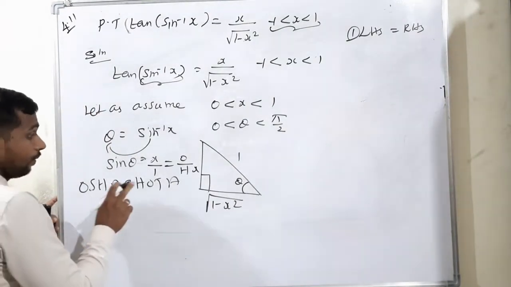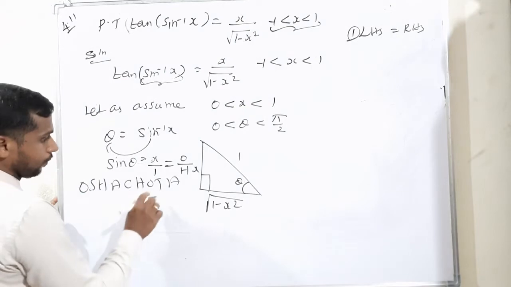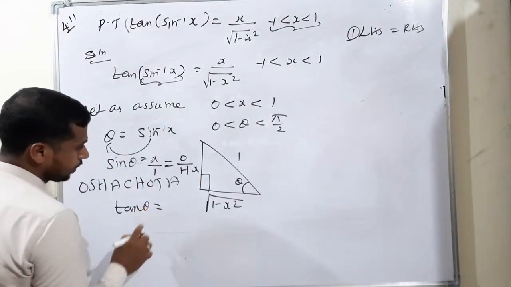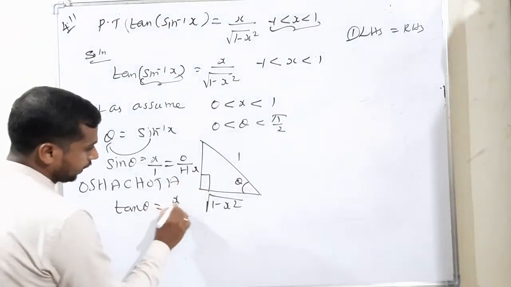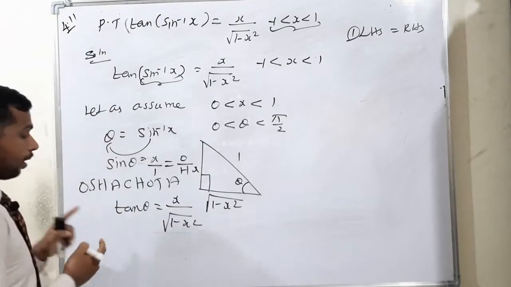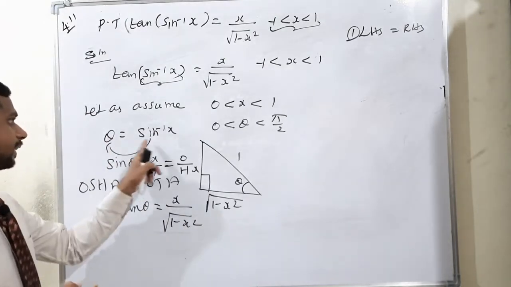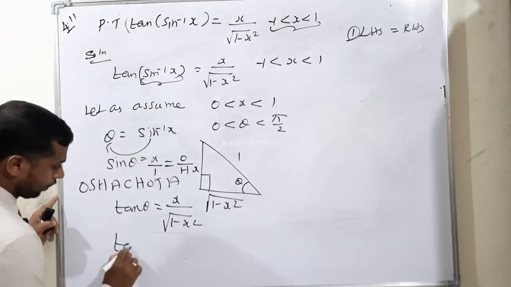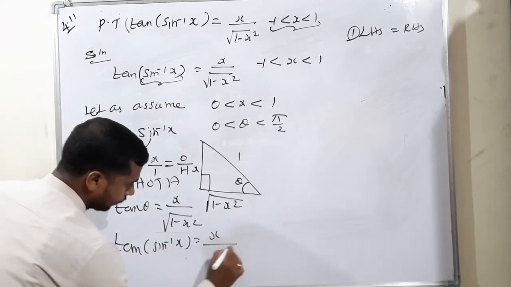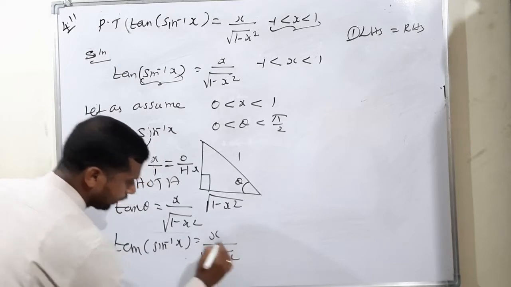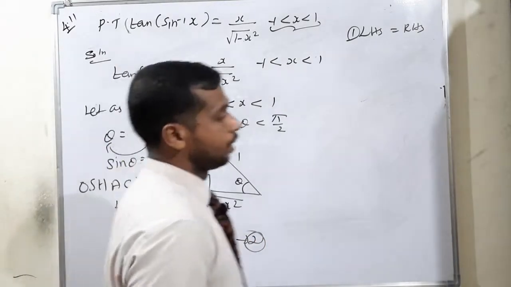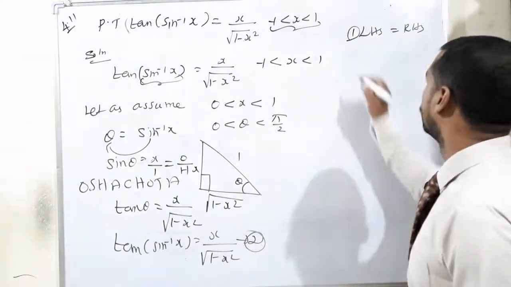Therefore, we need actually tan theta, isn't it? Tan theta means opposite divided by adjacent. Therefore, tan theta is equal to the opposite value x by the adjacent value square root of 1 minus x square. Already we know the value of theta is sine inverse of x. Therefore, tan of sine inverse of x is equal to x by square root of 1 minus x square. So, this is considered as equation number 2.